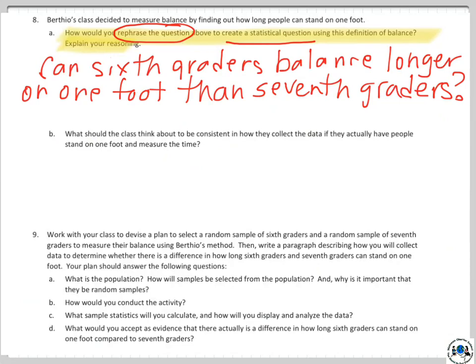Well, this question will be a simple one. Can sixth graders balance longer on one foot than seventh graders? Could be our statistical question.